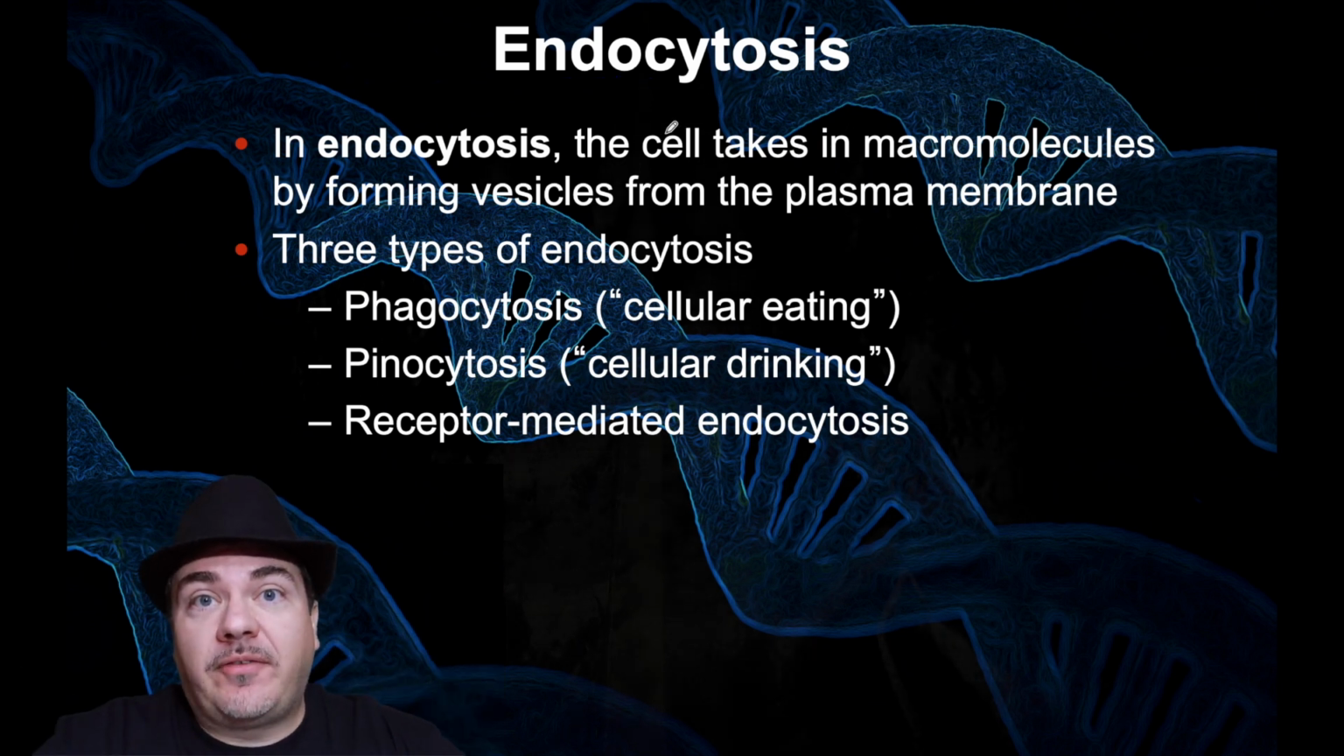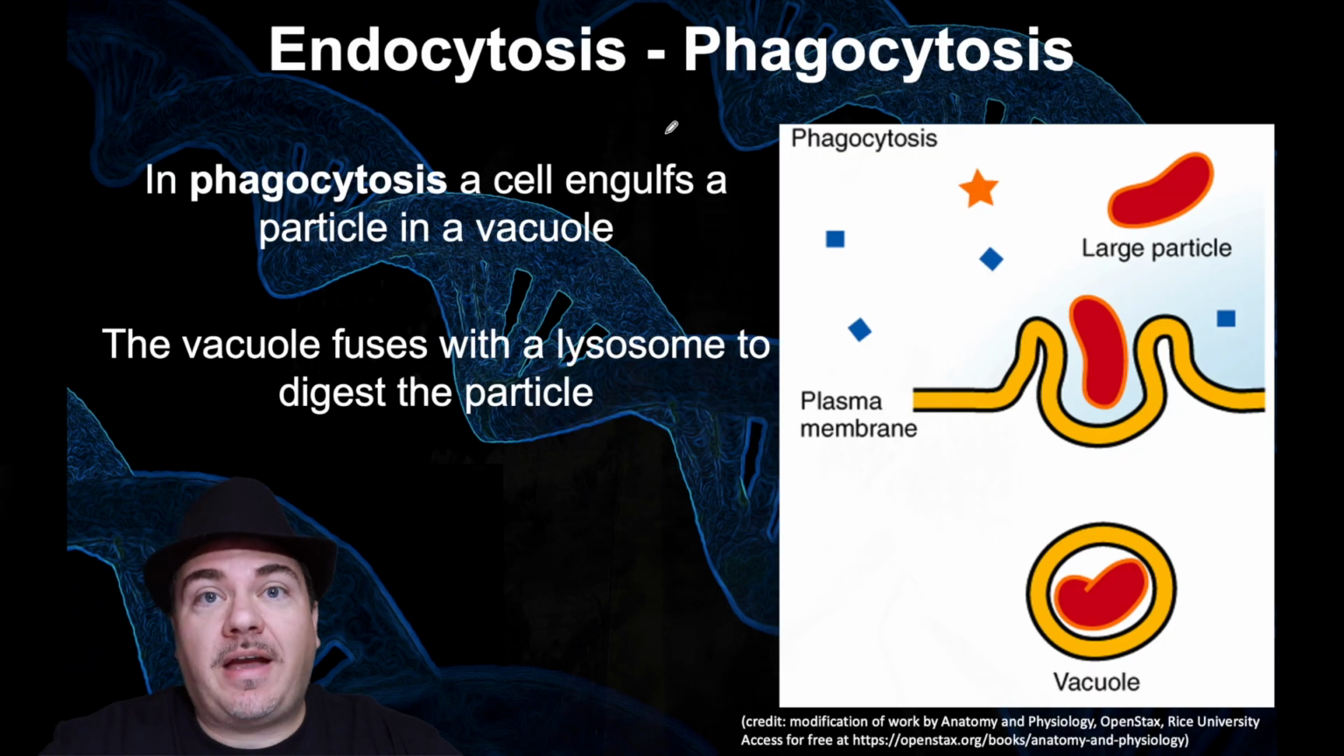Now, there are three types of endocytosis. Phagocytosis, which stands for cellular eating. Pinocytosis, which stands for cellular drinking. And then receptor-mediated endocytosis. So the first of them, phagocytosis, we already talked about briefly in the chapter where we learned about the cell.